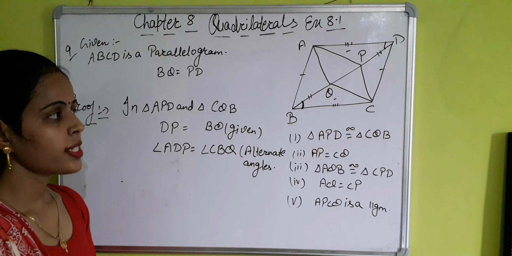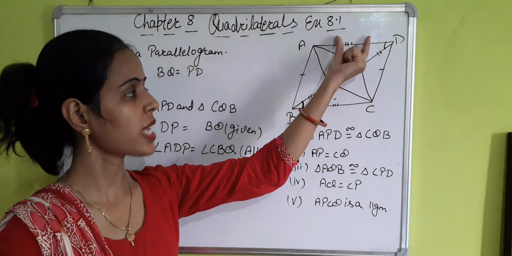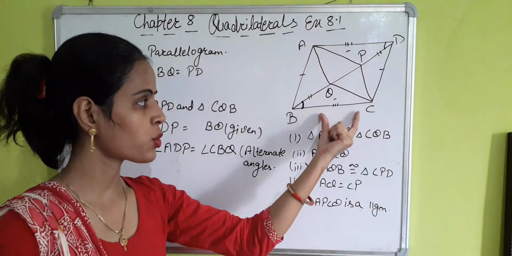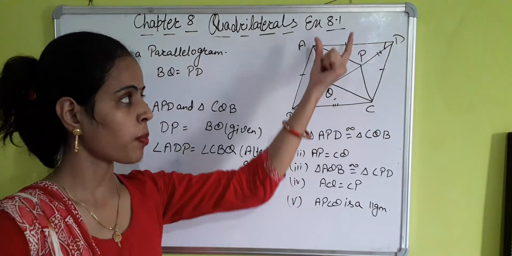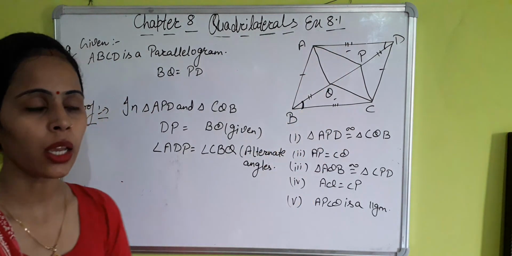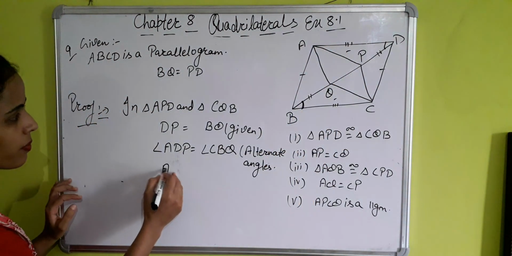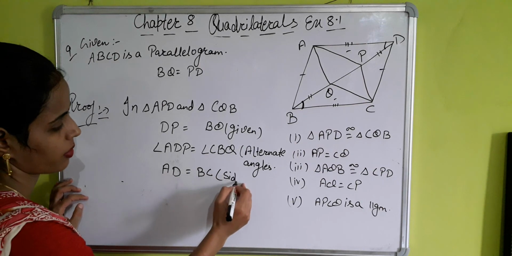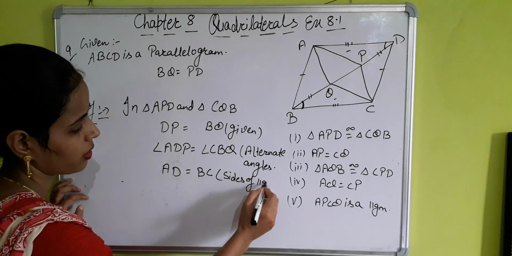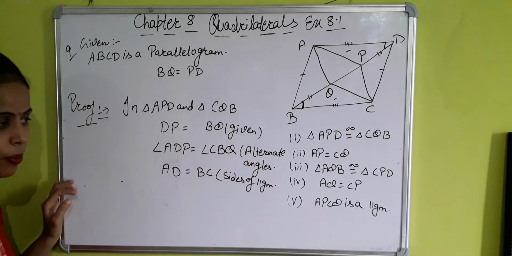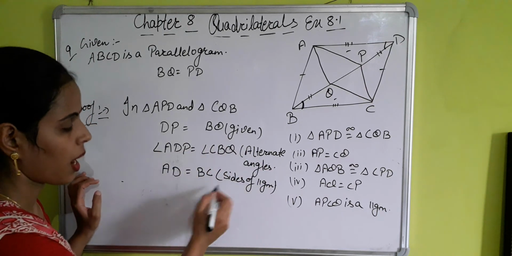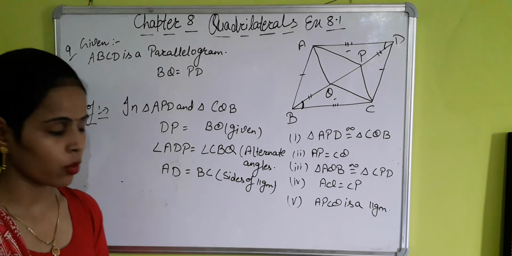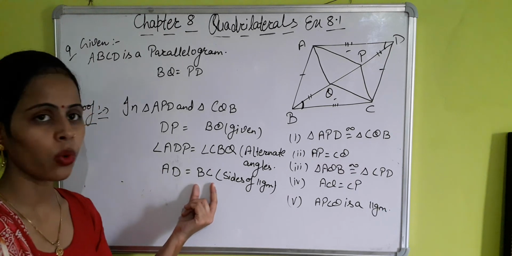And third one is this side AD equals to BC. Why? Opposite sides of parallelogram are equal. AD equals to BC. Opposite sides of parallelogram are equal, so AD equals to BC.